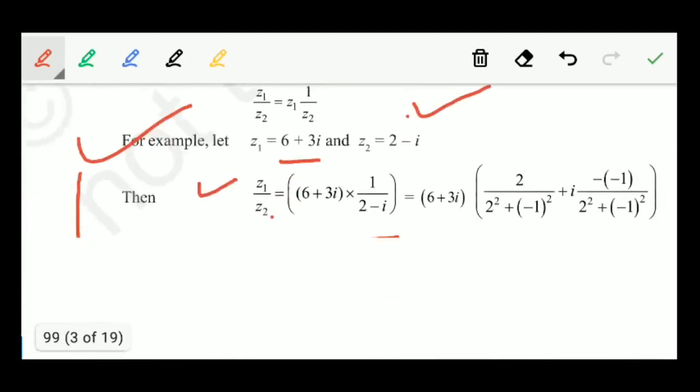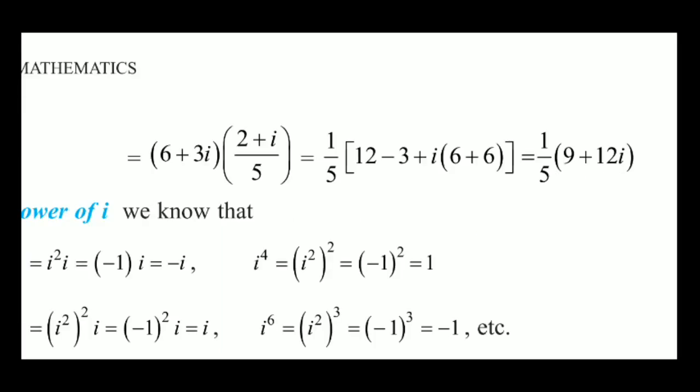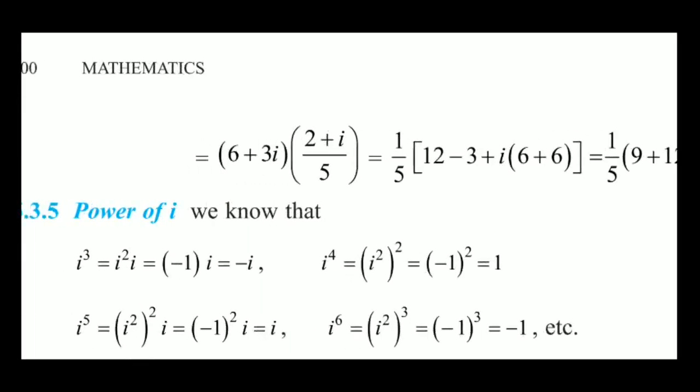So you will get here 6 plus 3 iota, and in place of a you will write down 2 upon a square plus b square plus iota minus b upon a square plus b square. This is a very important way, and then simplify it and you will get your division of two complex numbers. And this is the solution of this question.